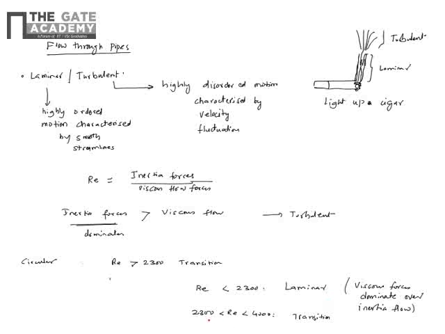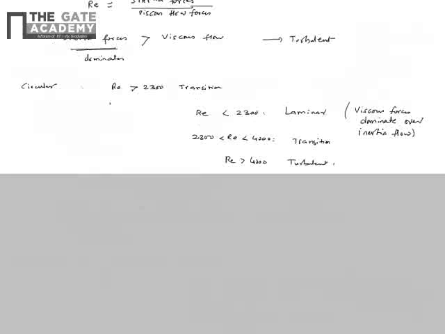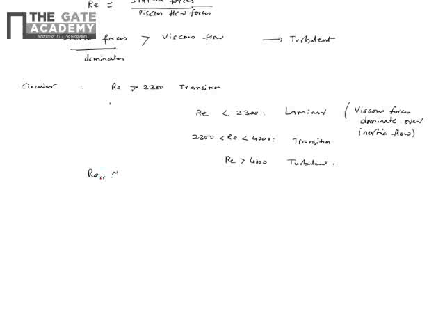But if you want to further characterize, between 2300 and 4000 it's transition, and greater than 4000 it's turbulent. So the critical Reynolds number which we consider is 2300 for pipes, as a demarcation between laminar and turbulent flow.